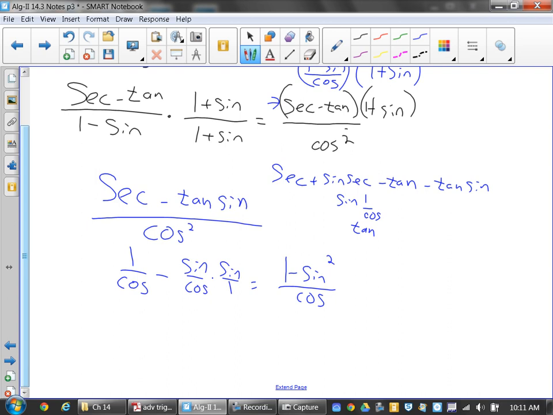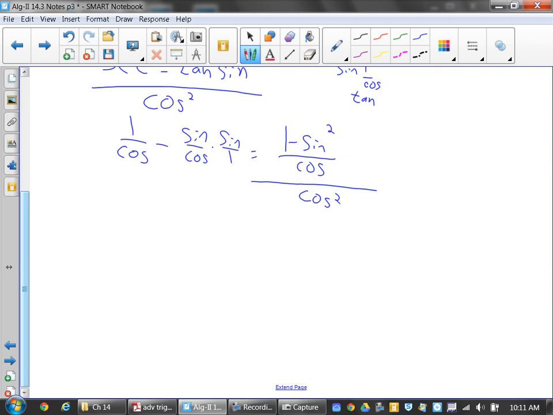Wait, but didn't we have cosine squared? This is still all over cosine squared. So we're still working on the numerator. What's 1 minus sine squared? Cosine squared. So right now we have cosine squared divided by cosine, divided by cosine squared. Wait, can you just simplify that to just cosine? We're getting there. We're getting there.